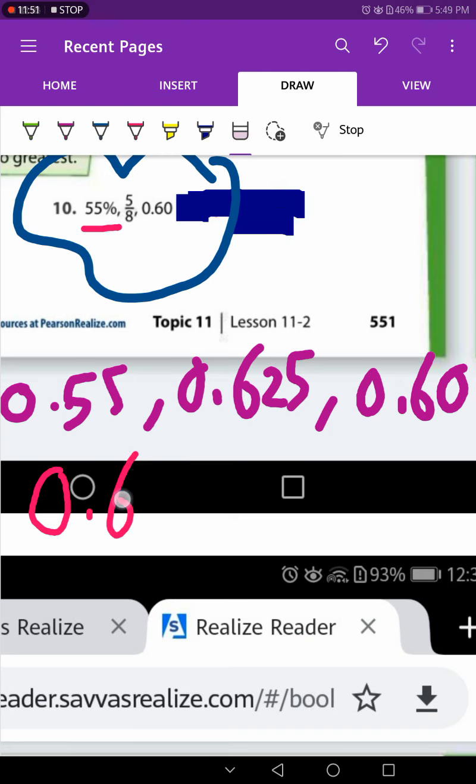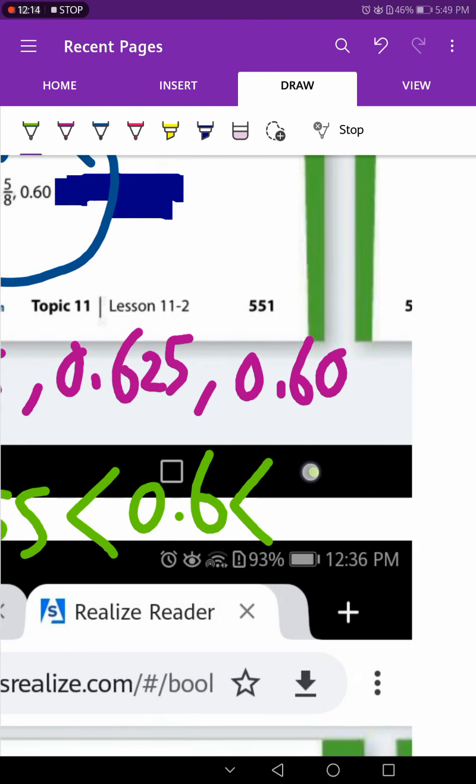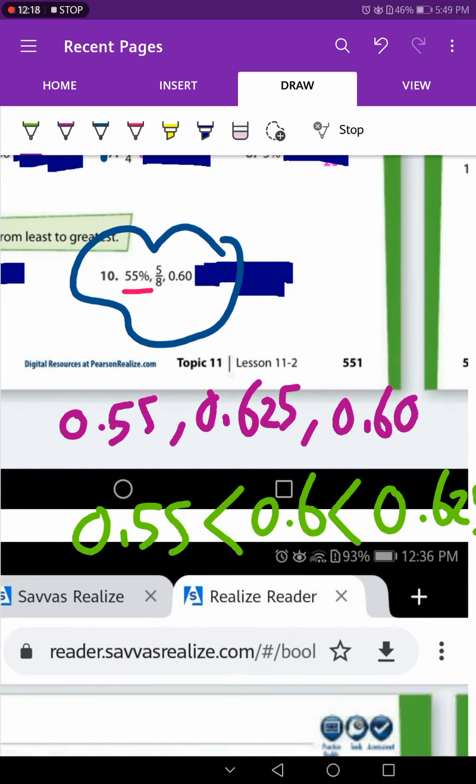Sorry, I wrote 60. The least one is 55 hundredths. And then 0.60. It is not clear, I don't like it, but okay, it works. So it is 0.55, the least one. Next, 0.60. And the last one, the greatest one, is 0.625.